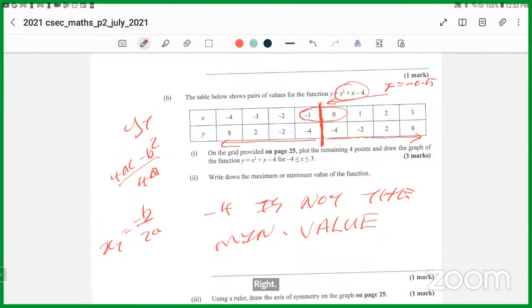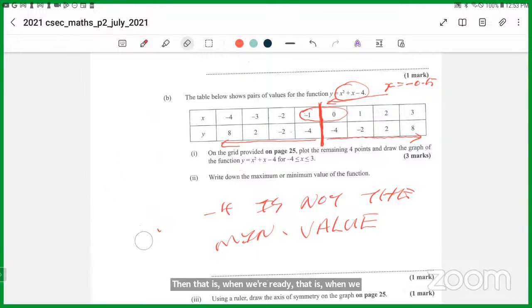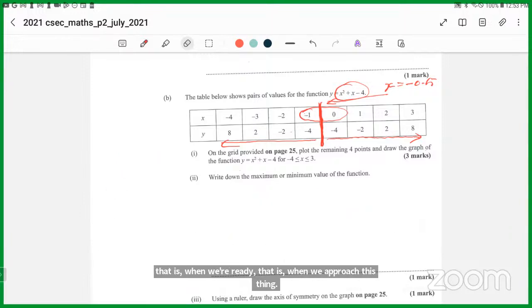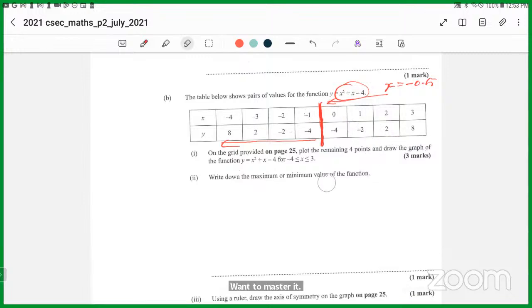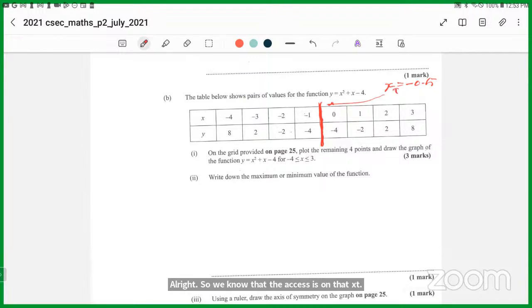That is when we're approaching mastery. We want to master this thing. We want to master it. We want to understand it so well that any way CXC sets it, we're still going to get it right. All right, so we know that the axis is on that point. That's xt, the x value at the turning point, and that's the axis of symmetry as well.